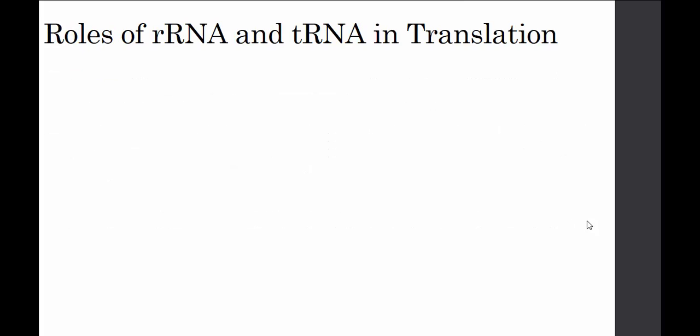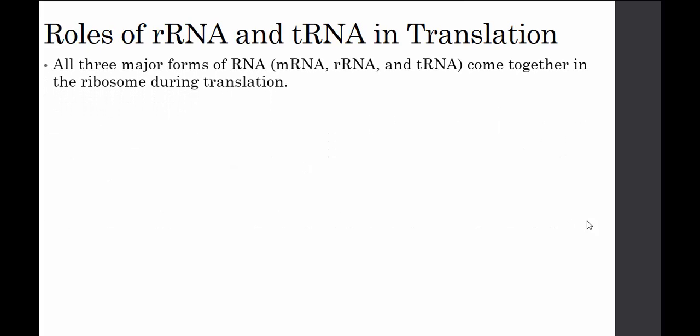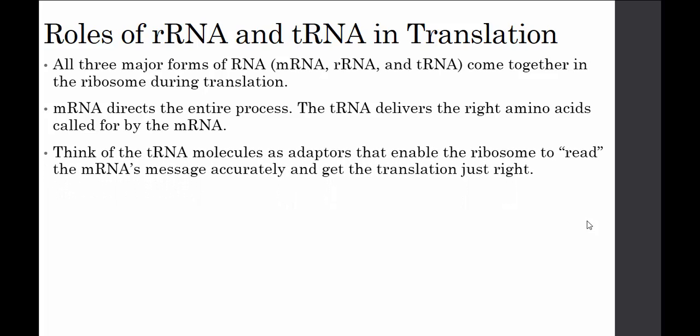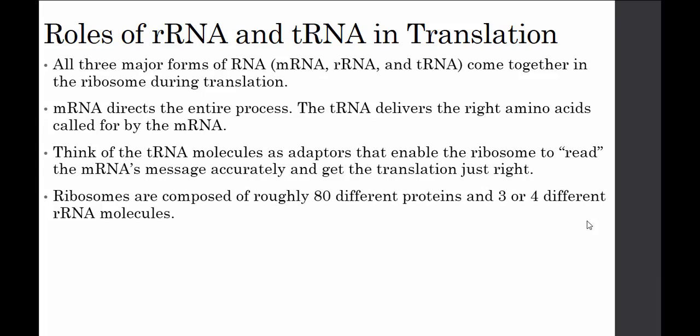So the roles of rRNA and tRNA in translation. Now all 3 major forms of RNA, remember we talked about the mRNA, the rRNA, and the tRNA, they come together in the ribosome during translation. mRNA directs the entire process. The tRNA delivers the right amino acids called for by the mRNA. Think of the tRNA molecules as adapters that enable the ribosome to read the mRNA's message accurately and get the translation just right. Ribosomes are composed of roughly 80 different proteins and 3 or 4 different rRNA molecules.